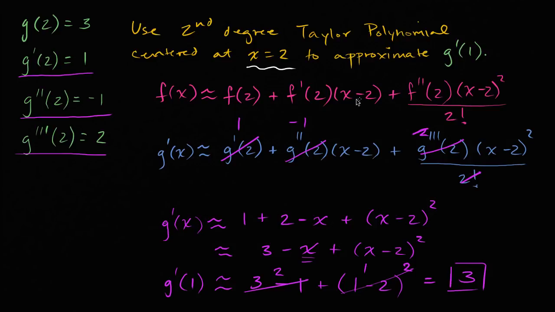So once again, this is an approximation for g prime of 1. What did we do here? We found the second degree Taylor polynomial approximation for g prime of x centered around x equals 2. And then we evaluated that approximation at x equals 1 to approximate g prime of 1. Anyway, hopefully you found that fun.